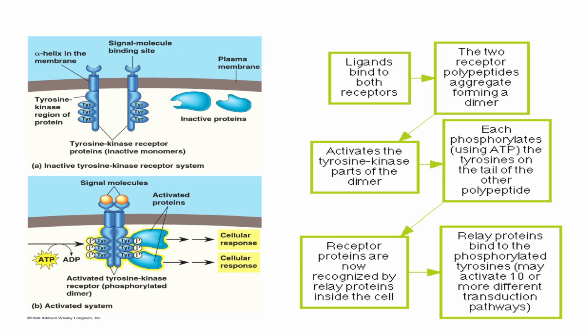So once the ligand binds on the alpha subunits, what actually happens is that they come together, and then once they come together, this basically activates what we call the tyrosine kinase parts of that dimer, and so each phosphorylates the tyrosine on the tail of the other peptide, as you can see in that diagram.